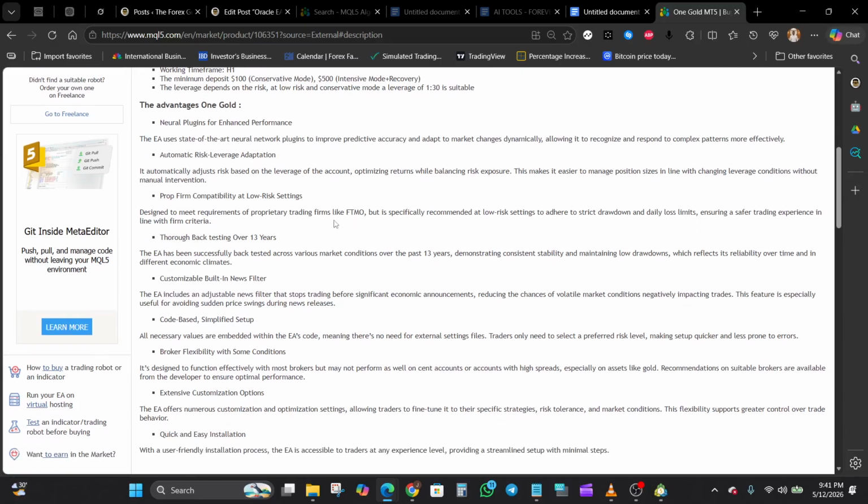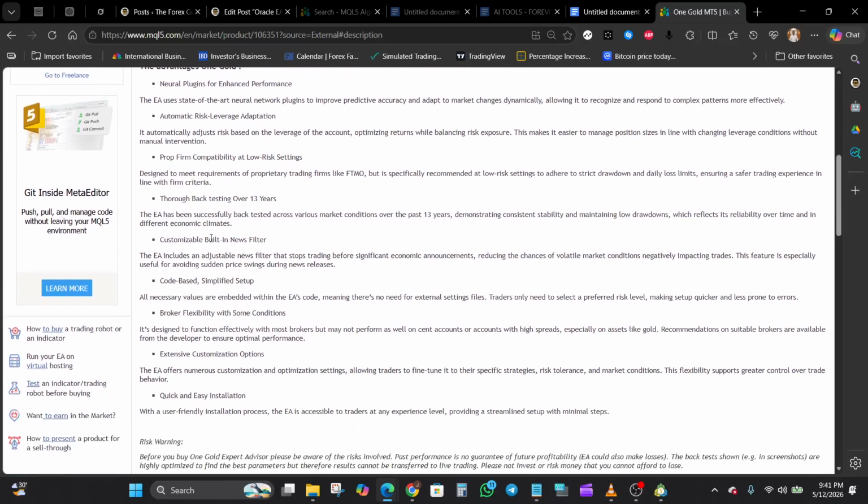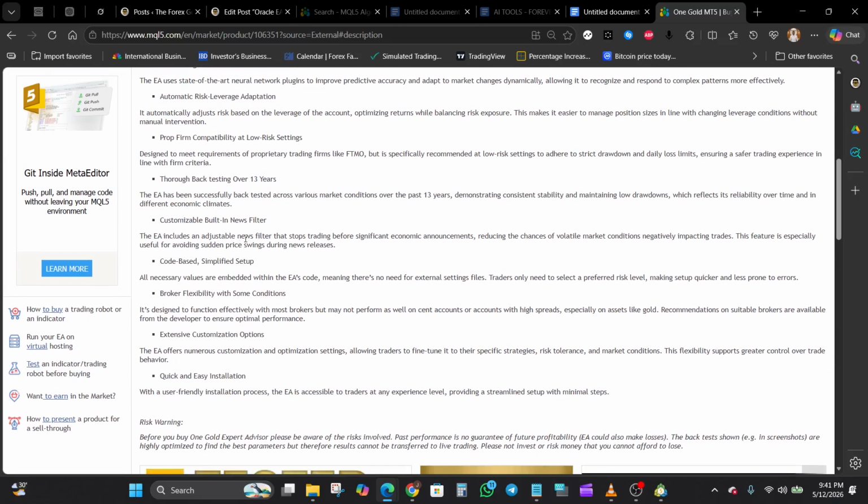The EA also includes a built-in news filter, and this can help pause trading activity before major economic announcements. For gold trading especially, news volatility can become aggressive very quickly, so having that option available may help reduce unnecessary exposure during unstable periods.